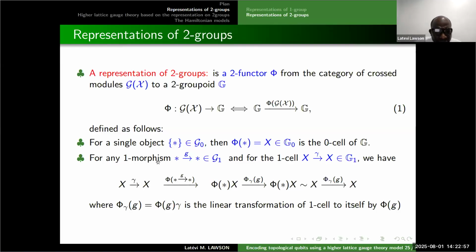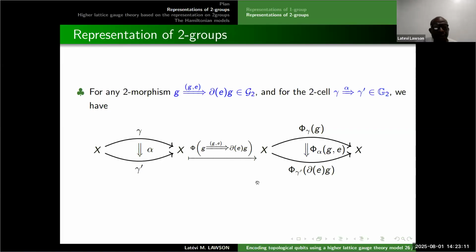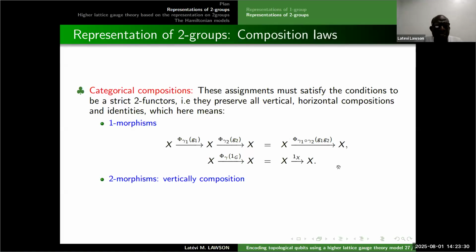We have the representation of one morphism given by this relation. It transforms one groupoid by the action of this operator to something like that. For the two morphism, the representation is given by this relation. I have two morphisms here, which are transformed through the representation of the cross category of cross module and give me this output. So one point about the category is to study the composition law, how the morphisms are combined.